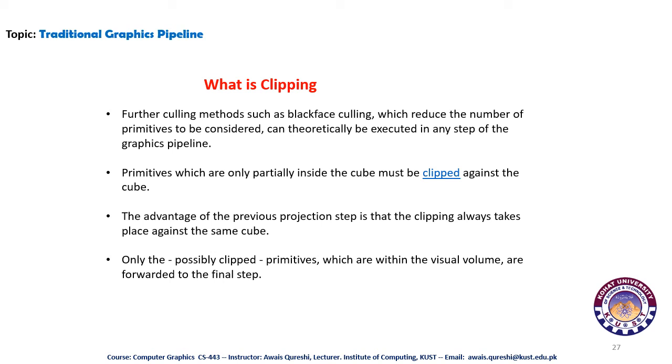Further culling methods, such as back-face culling, reduce the number of primitives to be considered, and can theoretically be executed in any step of the graphics pipeline. Frustum culling is performed in the graphics pipeline in sequence, and primitives which are only partially inside the cube must be clipped against the cube. What is the advantage of this step? The advantage of the previous step is that clipping always takes place against the same cube, and only the possibly clipped primitives which are within the visual volume are forwarded to the final step.